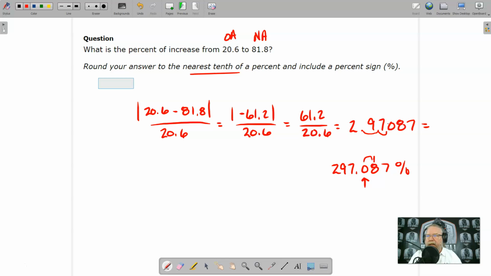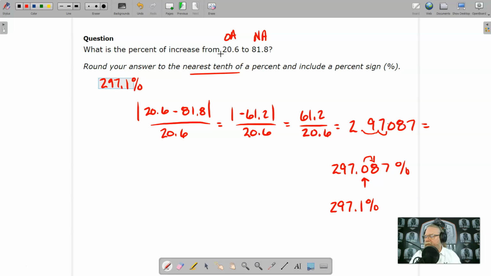So we look to the right. So this 8 is 5 or more. So we're going to raise the score. That means that the 8 is going to make the 0 become a 1. So we're at 297.1%. So it's nearly about 3 times as much.